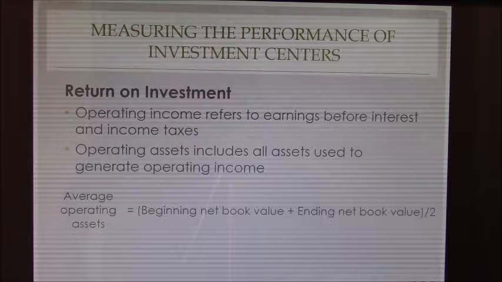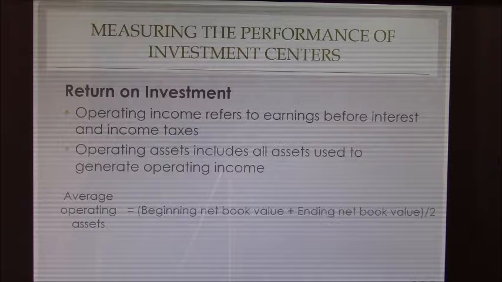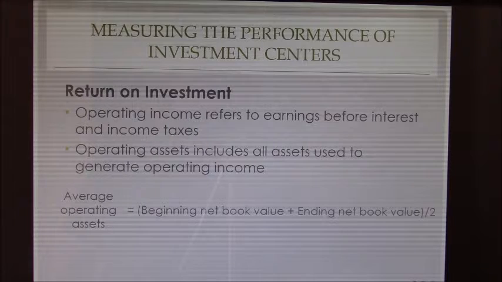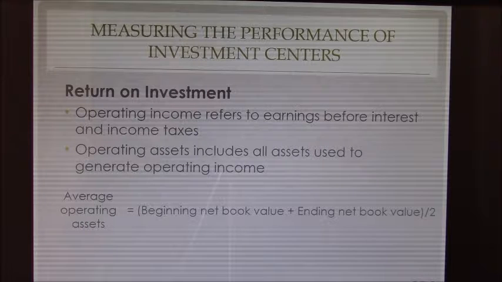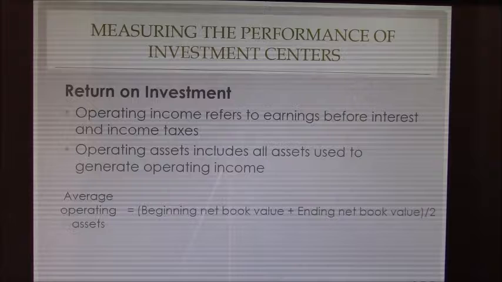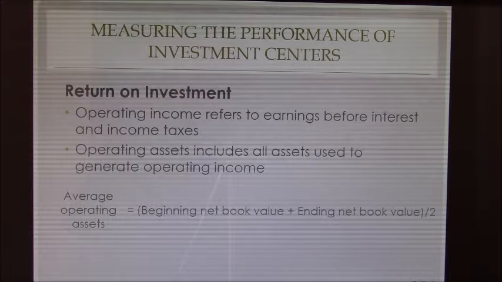Operating income refers to earnings before interest and taxes. So basically, if you think about an income statement, you start with the top at sales, minus your cost of goods sold, then minus selling and admin expenses. That's what we call operating income. And so you can figure out that stuff for different divisions within one company, right? And average operating assets are just the beginning plus the ending divided by 2, right?